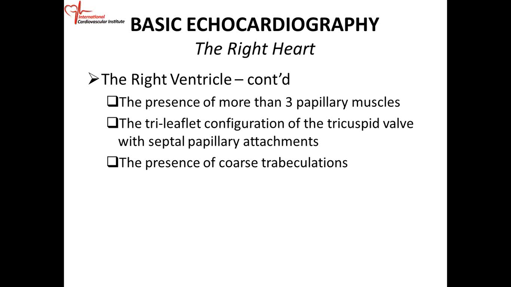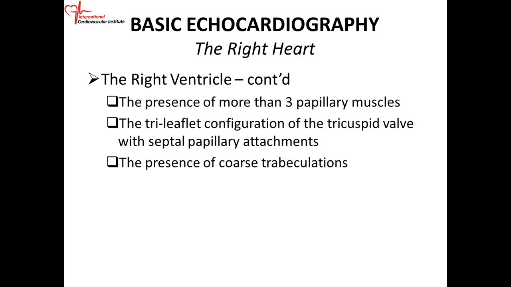So we know the mitral valve has two leaflets, anterior and posterior. The tricuspid has three: septal, anterior, posterior. Remember, you can identify the posterior leaflet in the RV inflow view. And then in the four chamber view, you have the septal and the anterior.